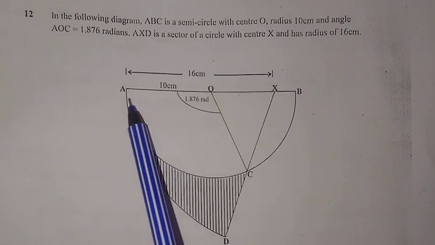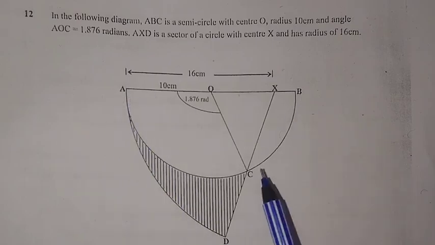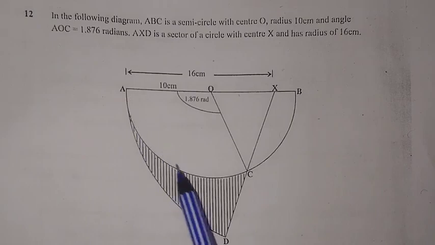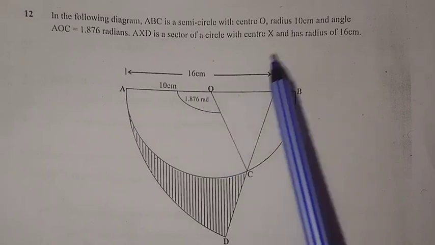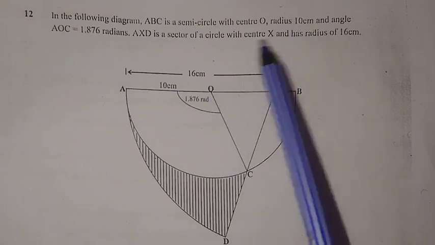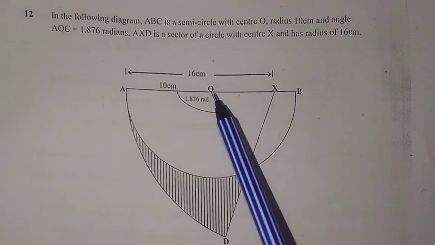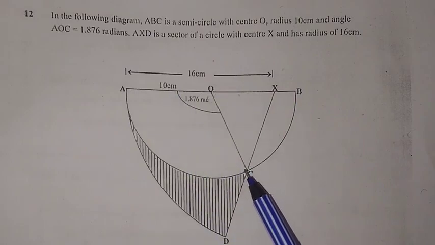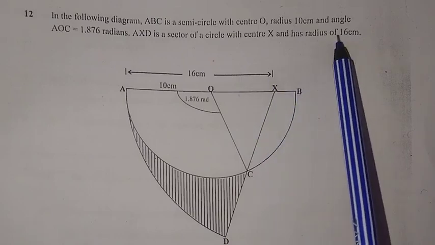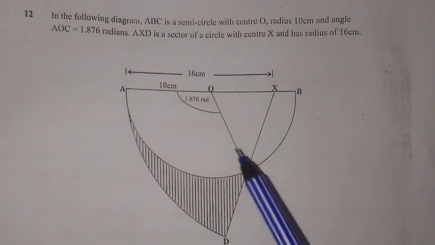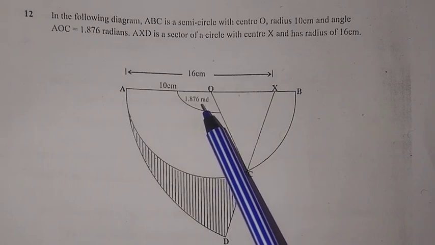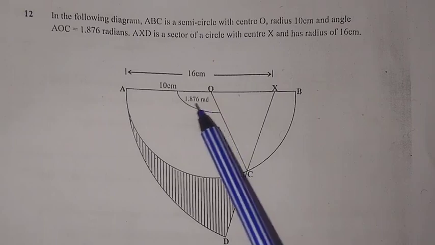So we have A, B, C. So this shape right here. So this is a semicircle with center O right here. The radius is 10 centimeter. So this is the radius from here to here, or from here to here, 10 centimeter. And the angle AOC is 1.87 rad. So meaning that the angle is in radians.